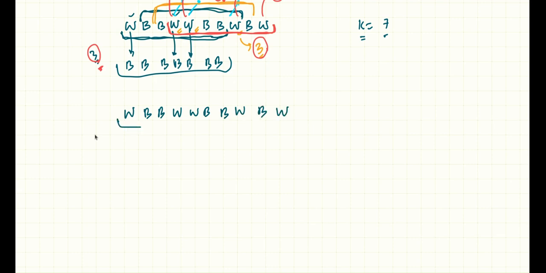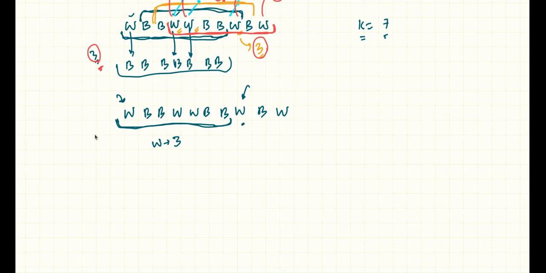Okay, this is the first window of size 7, right? In this size 7, I know what all the counts of white are. The white has been 3 times. So in the next window, all I have to do is include the next character and exclude the starting character of this window, right?